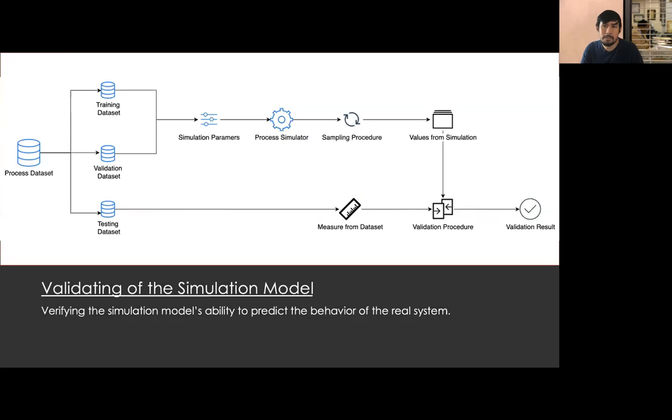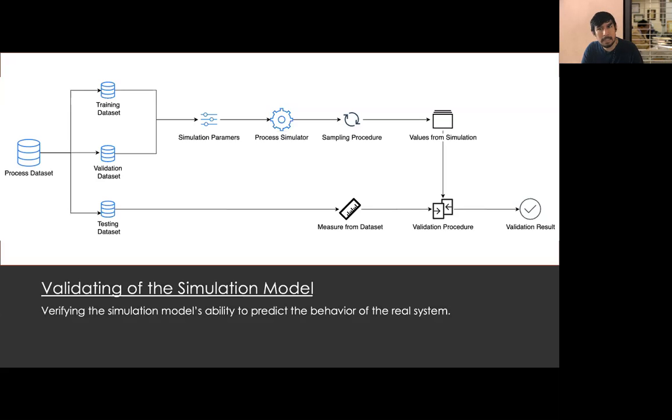A step we skipped, but that is important when applying GetPy, is simulation model validation. We need to be certain that the simulation actually reflects the process to improve. There's an extensive literature in software process simulation. Here in the slide, we show one of the many validation approaches.